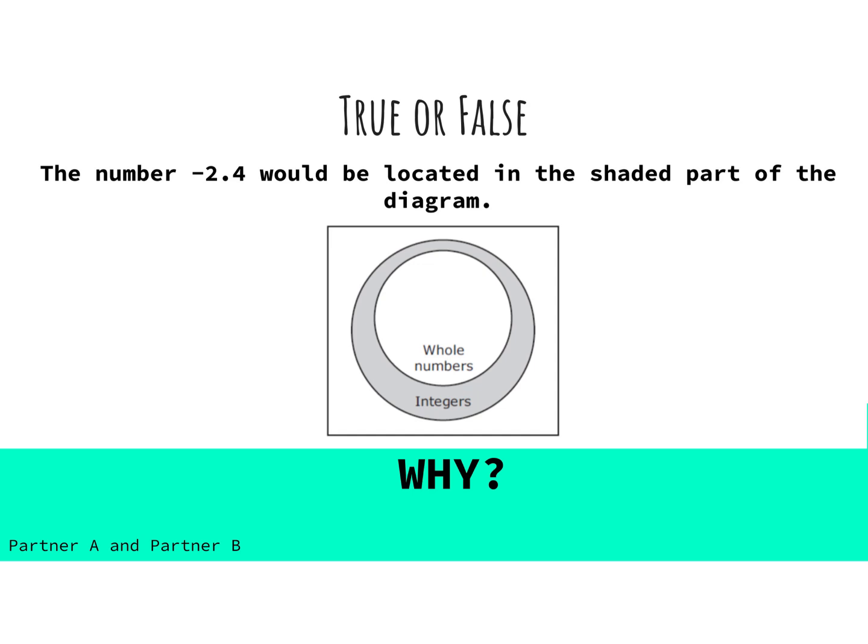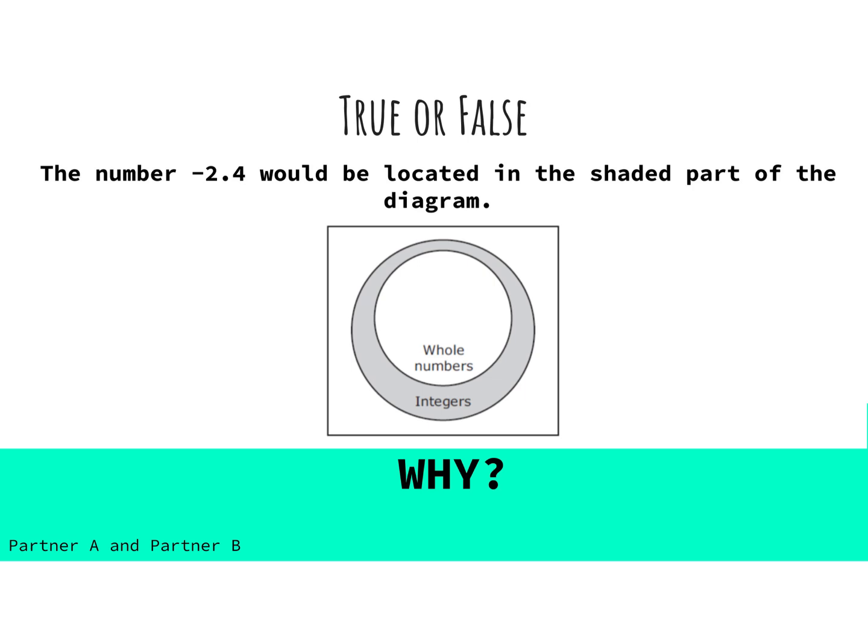Next, the number negative 2.4 would be located in the shaded part of the diagram. So let's first take a look at the diagram and see where the shaded part is. So it looks like the shaded part is in this section that we're talking about, integers. So integers are whole numbers and their opposites. Can they have a fraction or decimal?